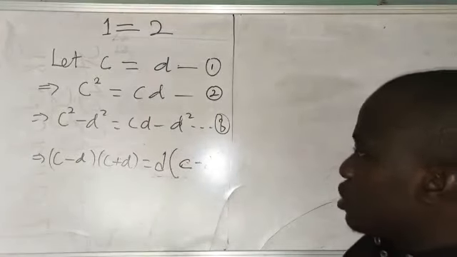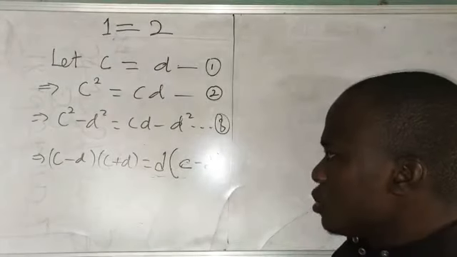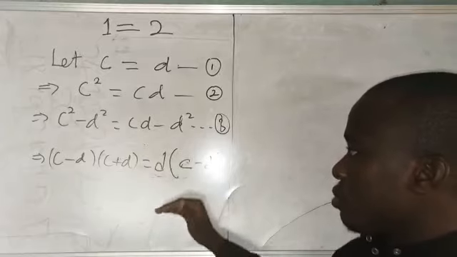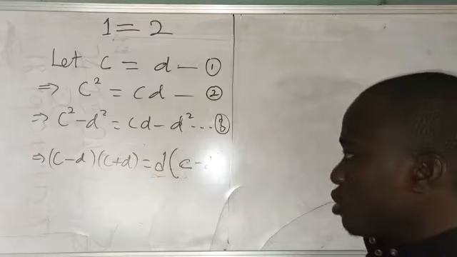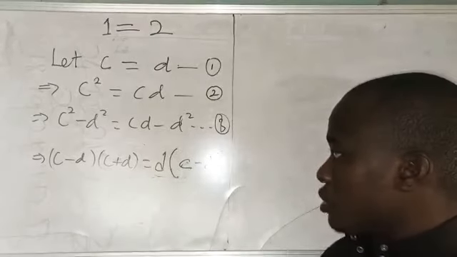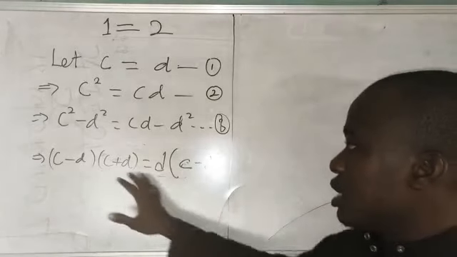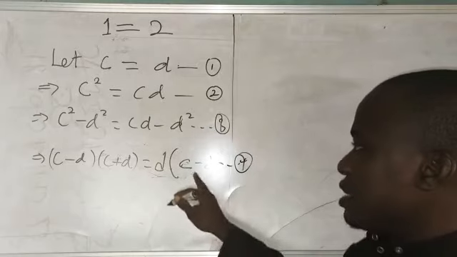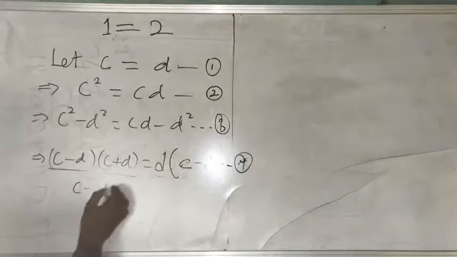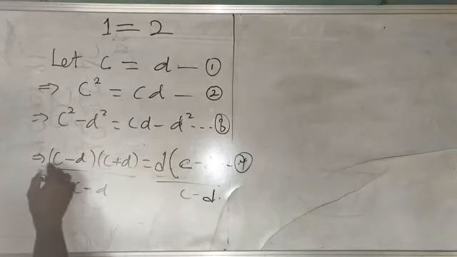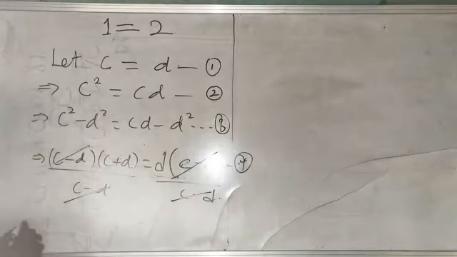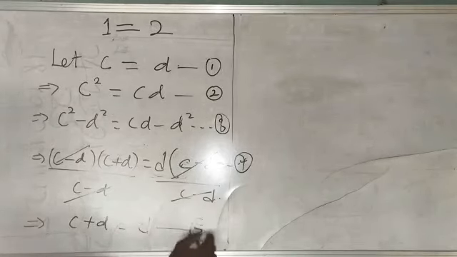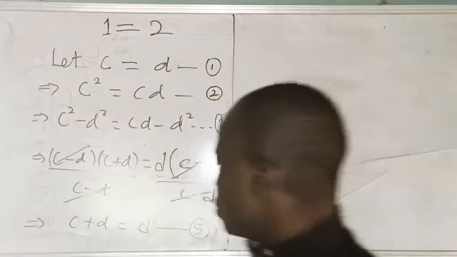Now you can make this equation simpler by reducing the common factor. From both sides we have the common factor C minus D. So we divide both sides of this equation by C minus D. We cancel C minus D on both sides. So we have C plus D left, equals D. So we arrive at equation 5.